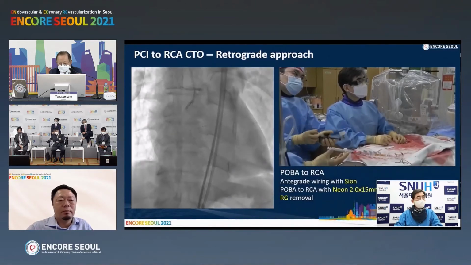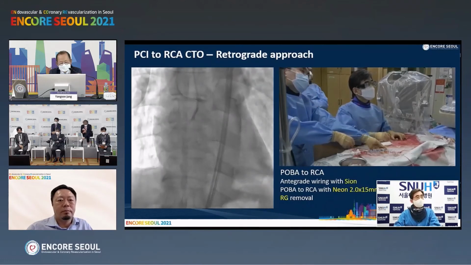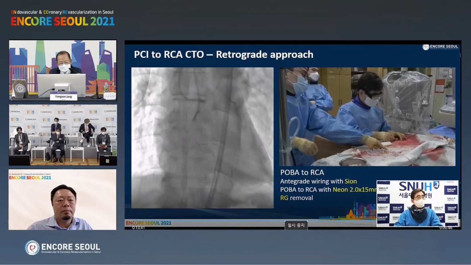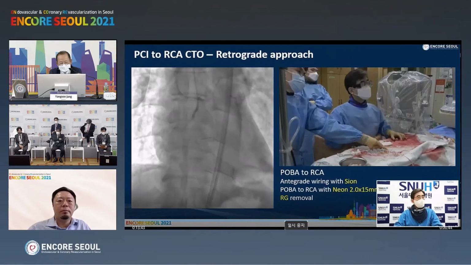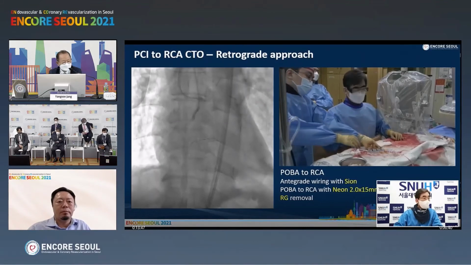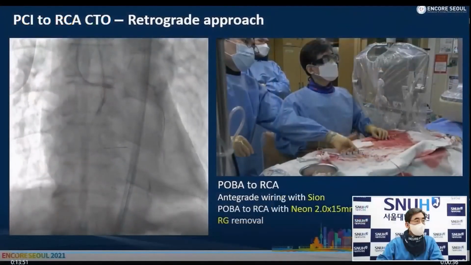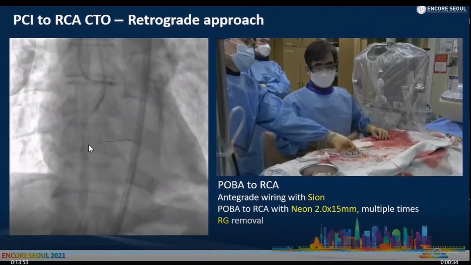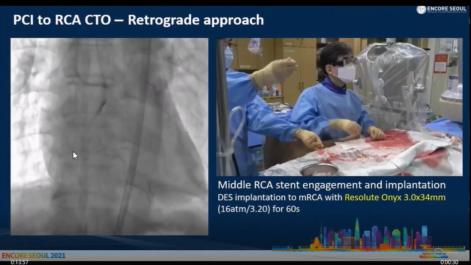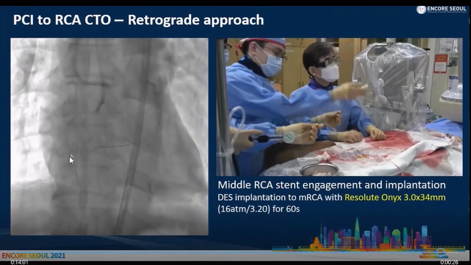Ballooning first. Then I introduce the second stent from mid RCA, crossover the RD branch, and then distal RCA, like this.